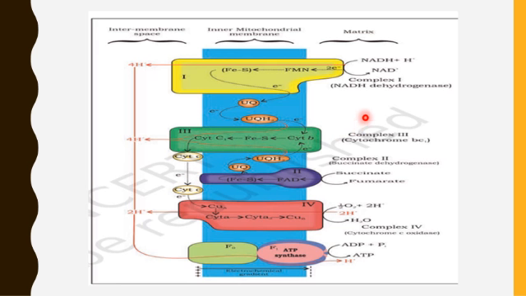This is the matrix where the Krebs cycle takes place. The first complex is NADH dehydrogenase, the second complex is succinate dehydrogenase, the third is cytochrome bc1, the fourth is your cytochrome c oxidase, and the fifth is your ATP synthetase, that is on the oxysome, known as the F0F1 complex. So this is the inner membrane space, but the electron transport system takes place in the inner mitochondrial membrane.